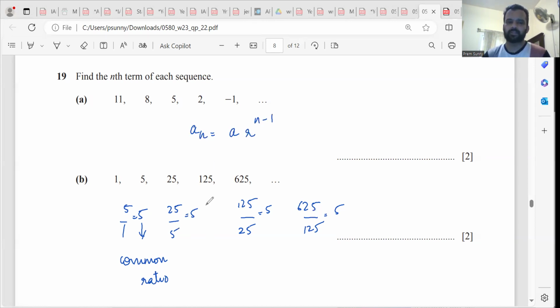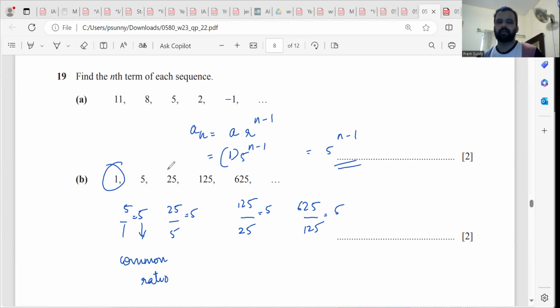where a is the first term, r is the common ratio that we got here as 5. So a is 1, r is 5, 5 to the power of n minus 1. So 1 into anything will be the same. So my answer is 5 to the power of n minus 1.